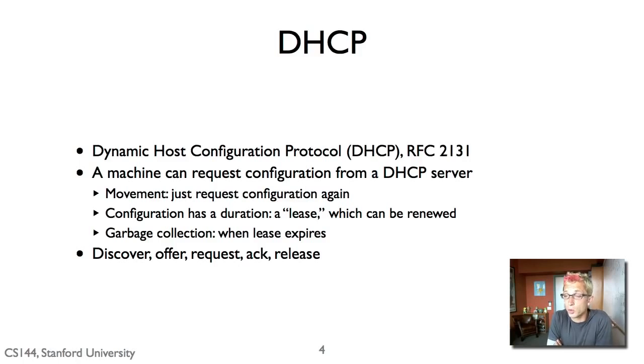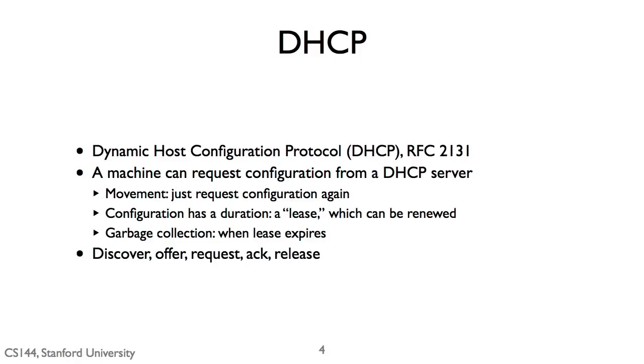And if you can just request your configuration, say what's my IP address, what's my subnet mask, what's my gateway, what's my DNS server, this turns out to solve the three major problems I outlined. If you move, well, you just do a re-request. You're in a different part of the network, you need a different configuration.